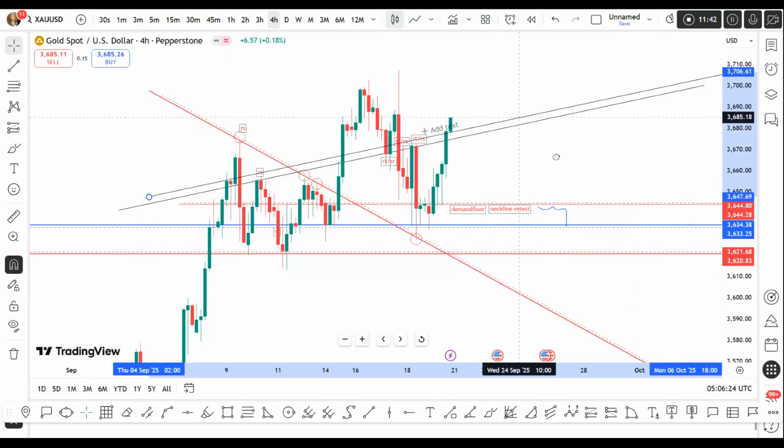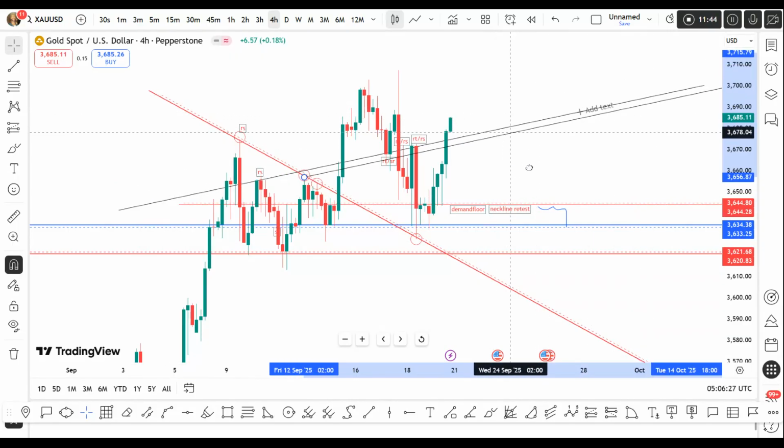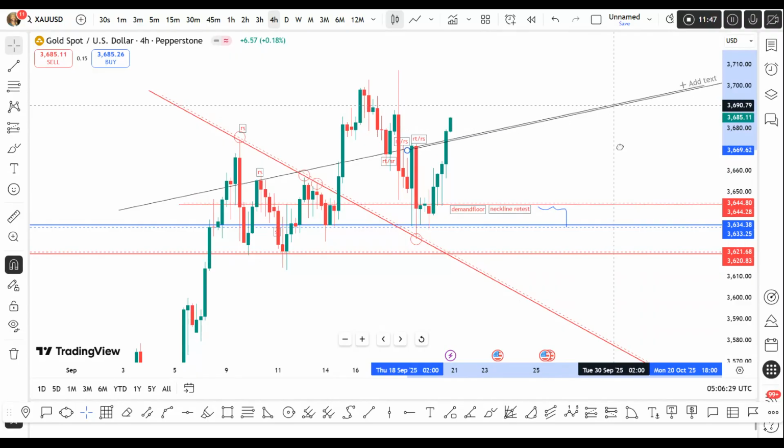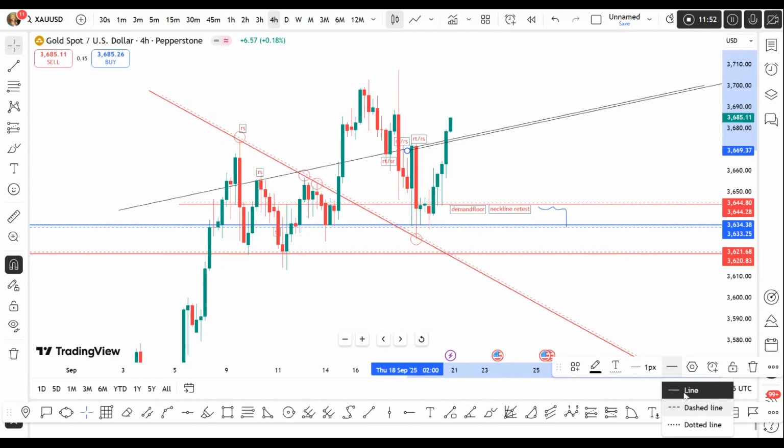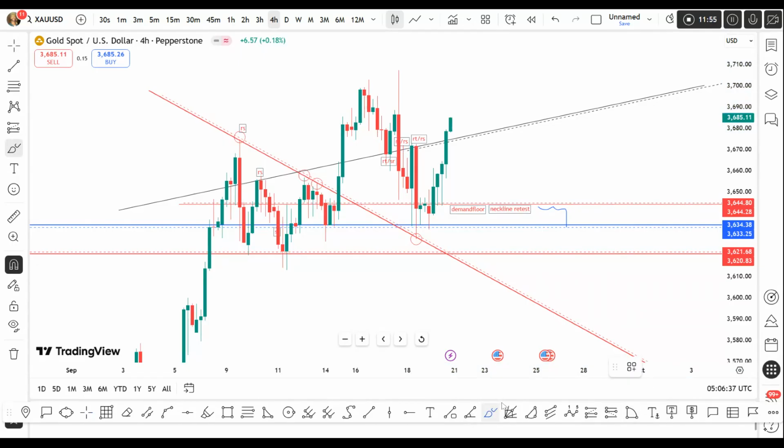So if we get a pullback, this level, you're looking for a buy opportunity at that level. As a demand flow. So on technical, if we get a pullback into here, we're going up.